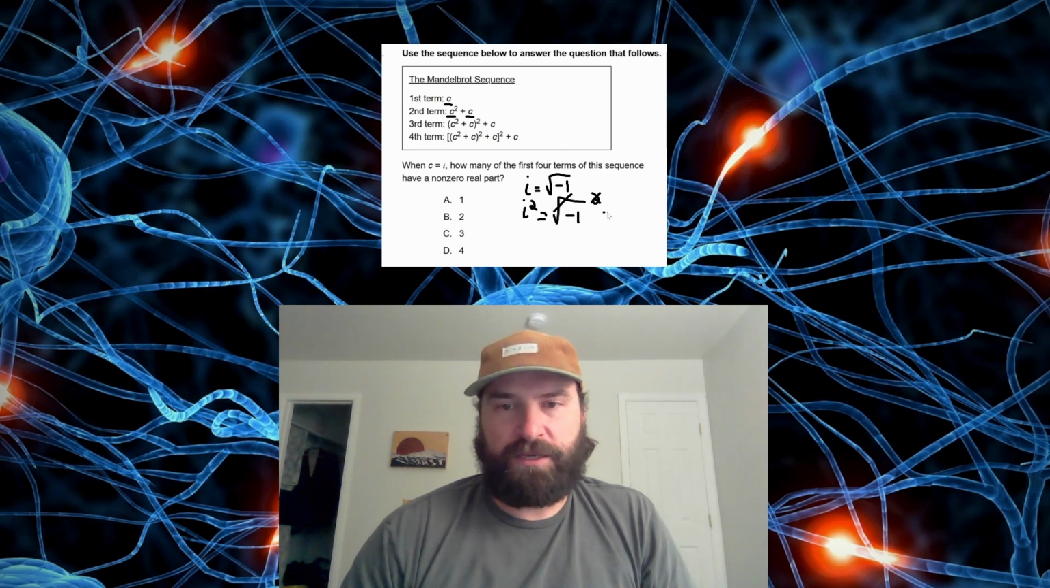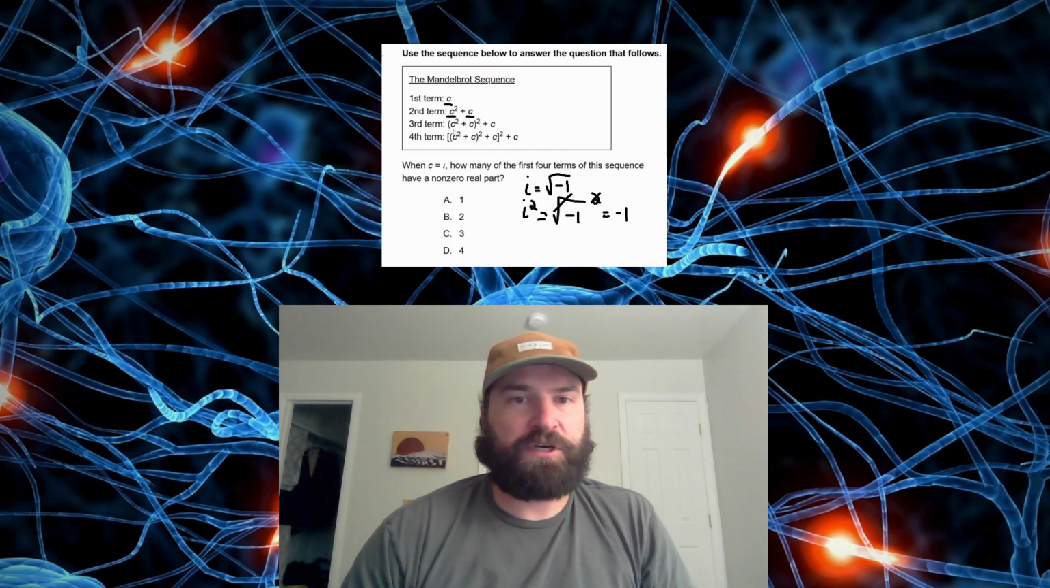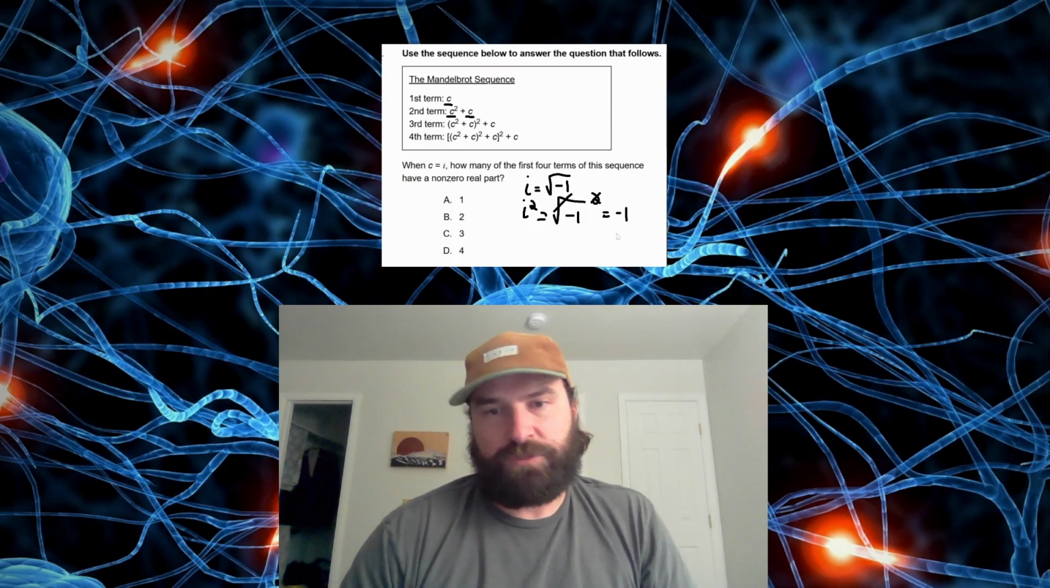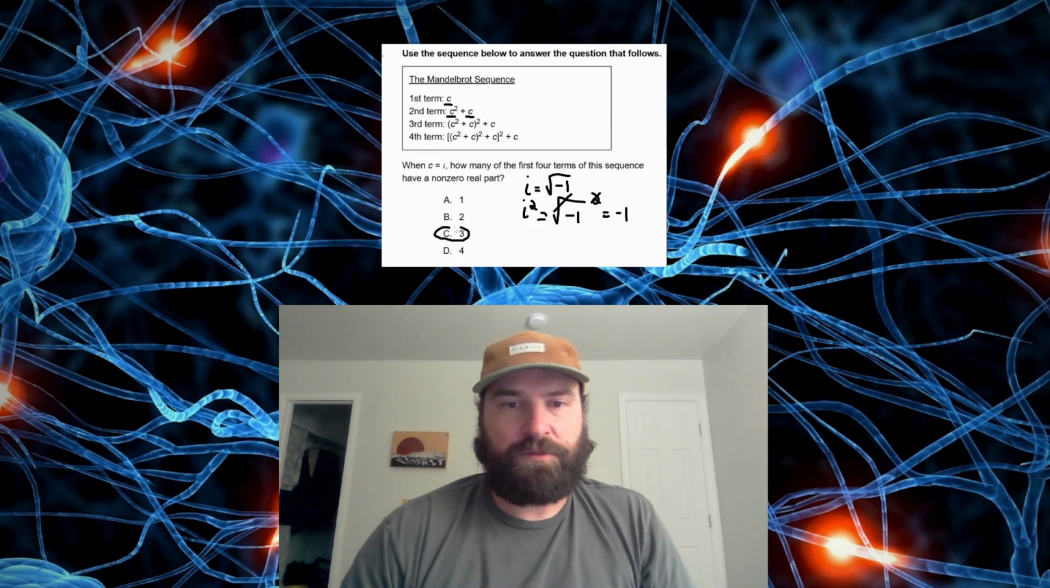So what we get here is -1, and -1 is a real number. So anytime we are squaring C, we're going to have a real part. And every single term after the first term has C squared happening. So all of these terms after the first term are going to have a real part because we're going to end up squaring i, which is going to give us a real number. So the answer to this one is C, 3 terms.